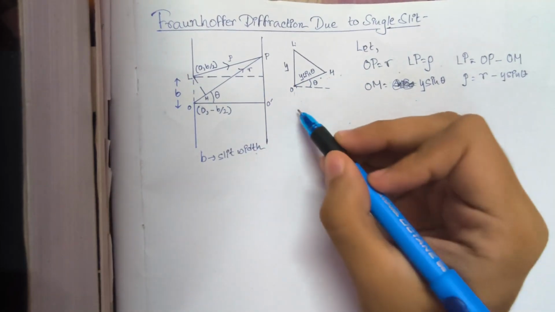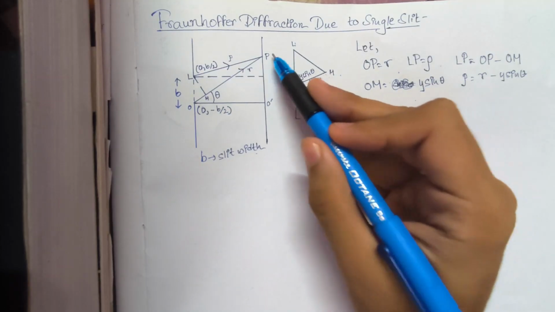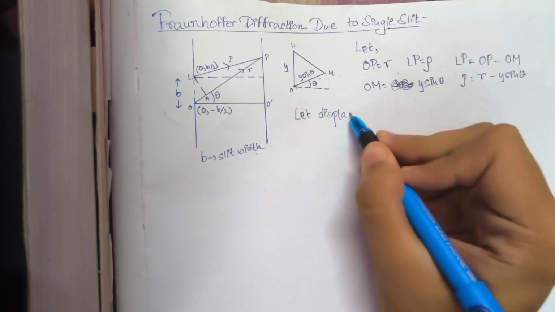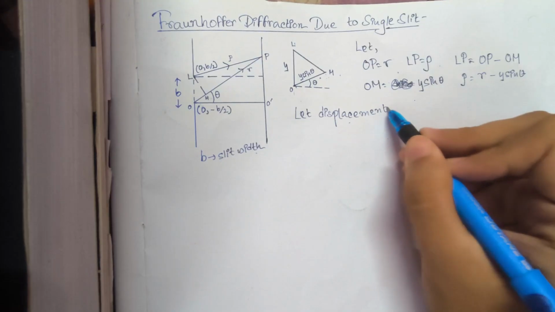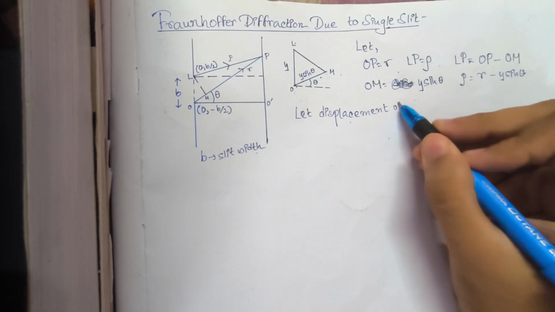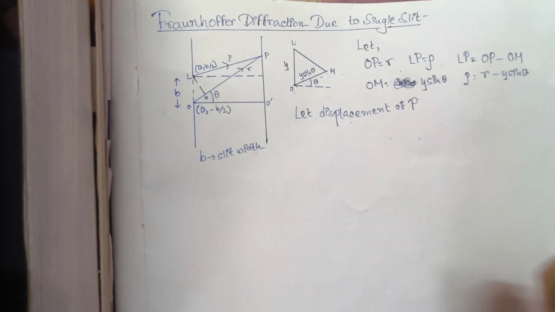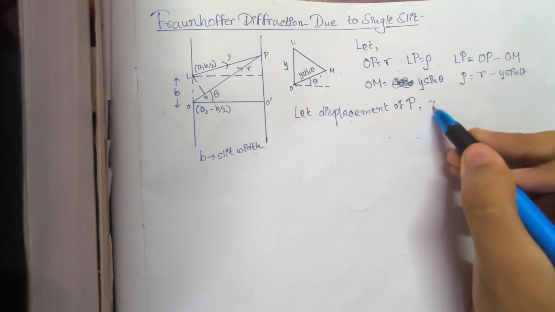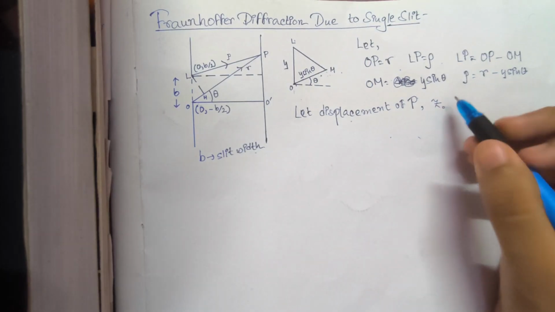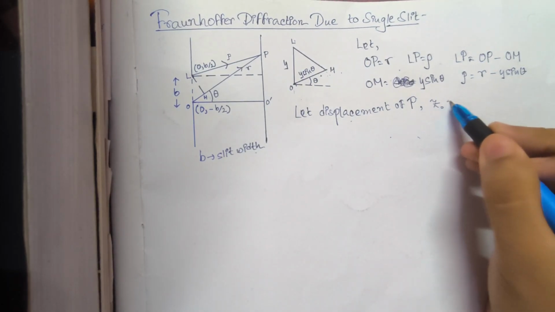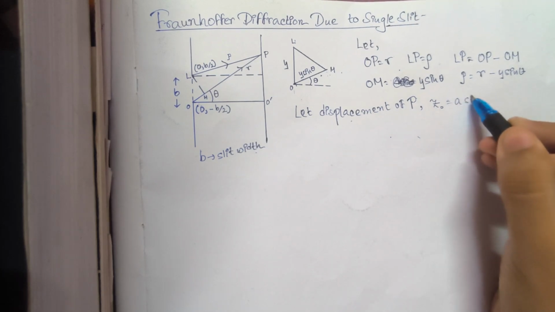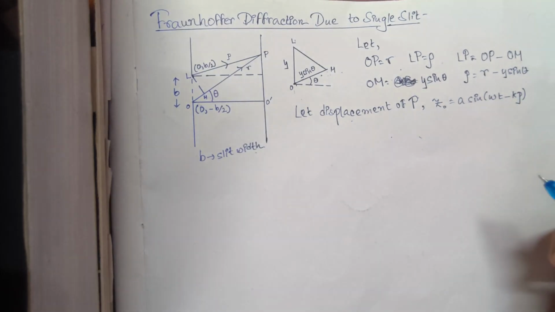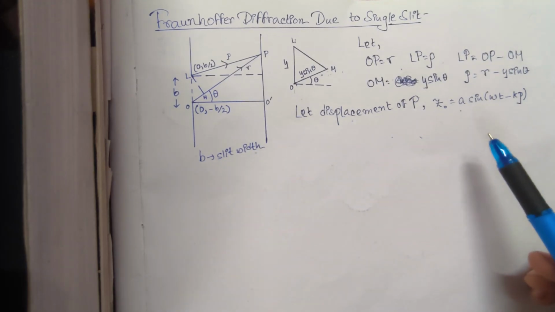First of all, we need to know the displacement of point P. Let the displacement of the point P be a variable, suppose z naught, that is z at its initial value, equal to a sine omega t minus k rho. What is a? a is the amplitude.